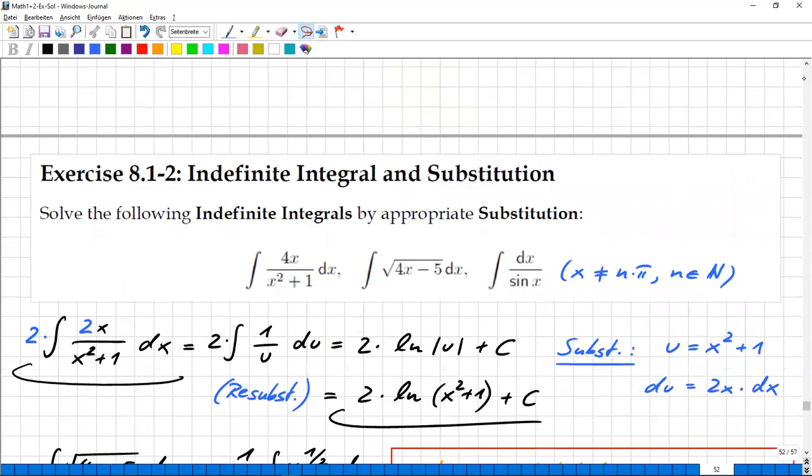And now for the last one here, the third one. Interestingly, there are two rather different ways of solving it. There may be even more, but one of them is, well, first of all, we should exclude the gaps in the domain of this function. Since we divide by the sine of x, we know that the zeros of sine of x must be excluded. All the zeros of sine of x are multiples of pi. So I demand that x is unequal to n times pi, n an element of the natural numbers, and that's all.